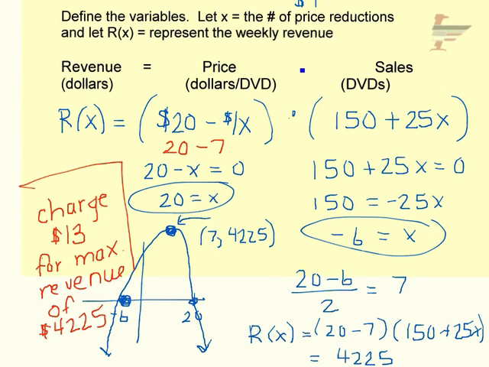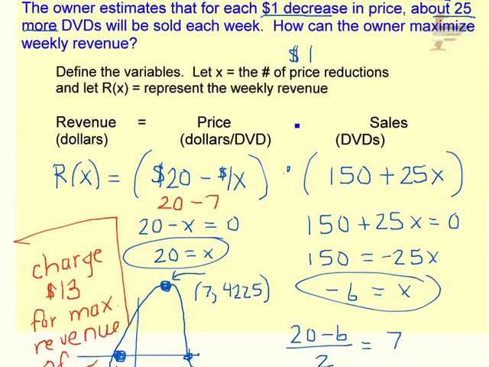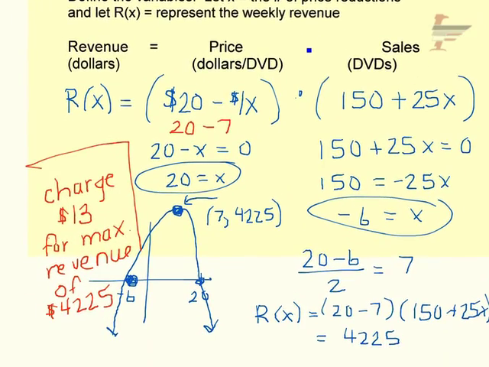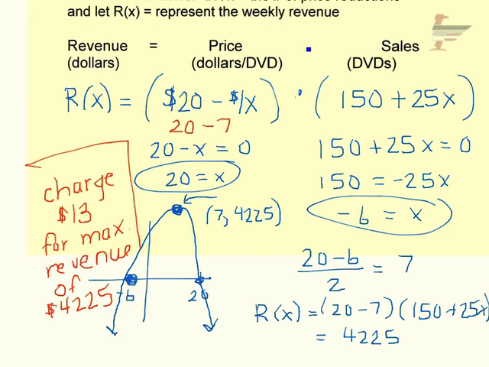$4,225. And I really just answered the question, and in case you forgot the question, it says, how can the owner maximize weekly revenue? Well, if they charge $13, they're going to maximize their revenue at $4,225.